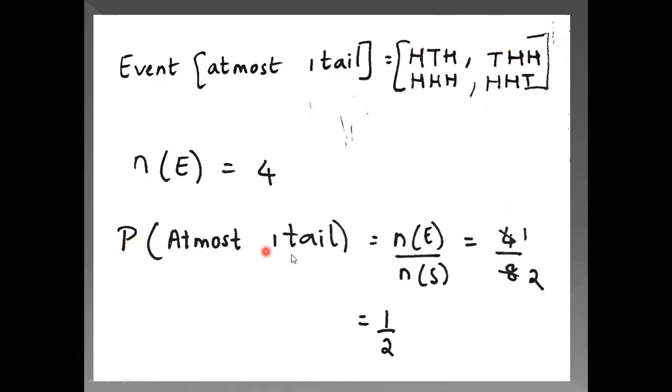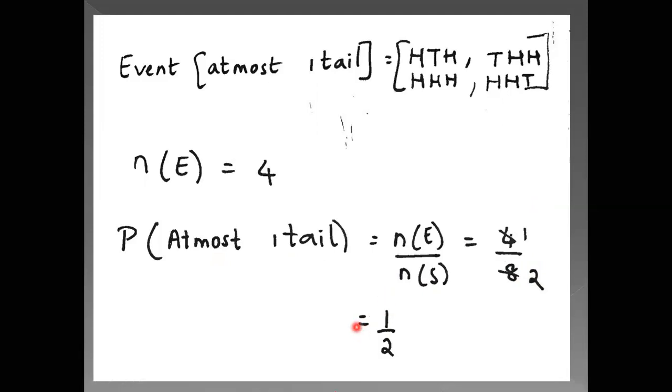So the probability of at most 1 tail is the number of events upon the number of sample space. The number of events is 4, so 4 upon 8. When you cancel, 4 ones are 4, 4 twos are 8. So the answer becomes 1 upon 2. So at most 1 tail is 1 upon 2.